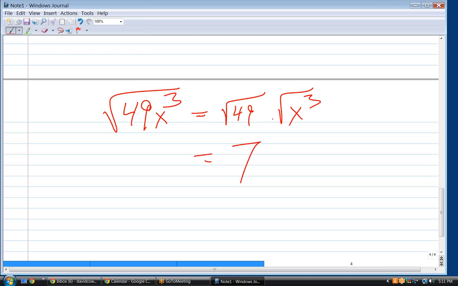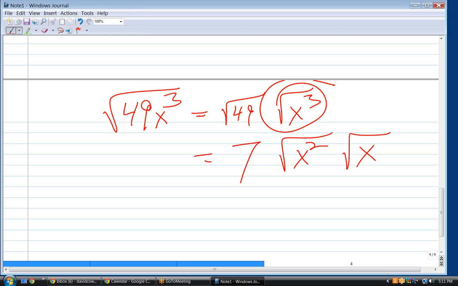7. Okay. And then I can write this as the square root of x squared times the square root of x, right? Yeah. In other words, x to the 3rd is equal to x squared times x to the 1, adding the exponents. So that's why I can write the square root of x cubed as the square root of x squared times the square root of x. Okay. What's the square root of x squared? x. Yeah, so this now becomes this. And this is your answer.